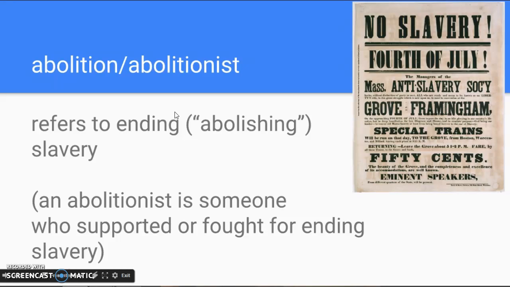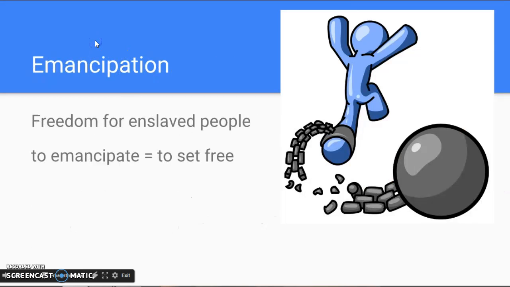So now we're going to continue with some vocabulary words more specifically related to the Civil War. And this word abolition or abolitionist refers to ending slavery. So abolishing slavery was the goal of abolitionists. They wanted to achieve abolition. And an abolitionist was someone who supported or fought for ending slavery. And the word emancipation then refers to freedom for enslaved people. The verb to emancipate means to set free.